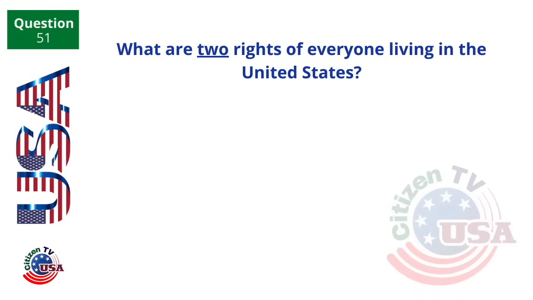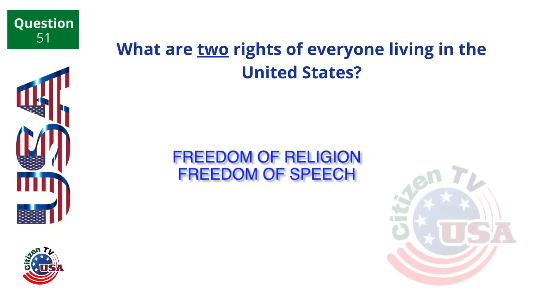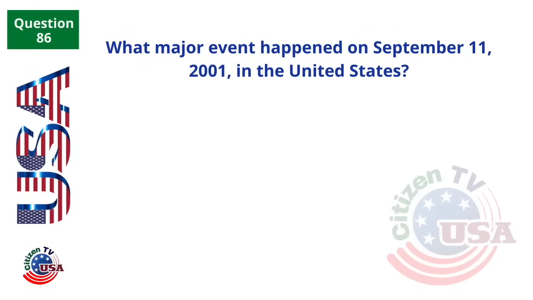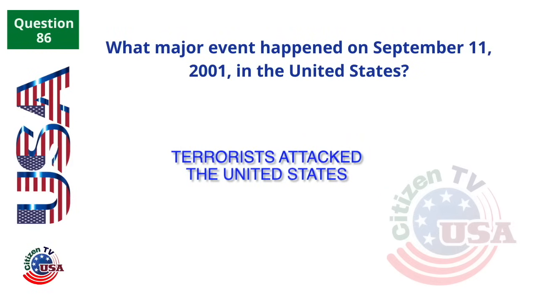What are two rights of everyone living in the United States? Freedom of religion, freedom of speech. Name one branch or part of the government. Congress. What major event happened on September 11th, 2001 in the United States? Terrorists attacked the United States.